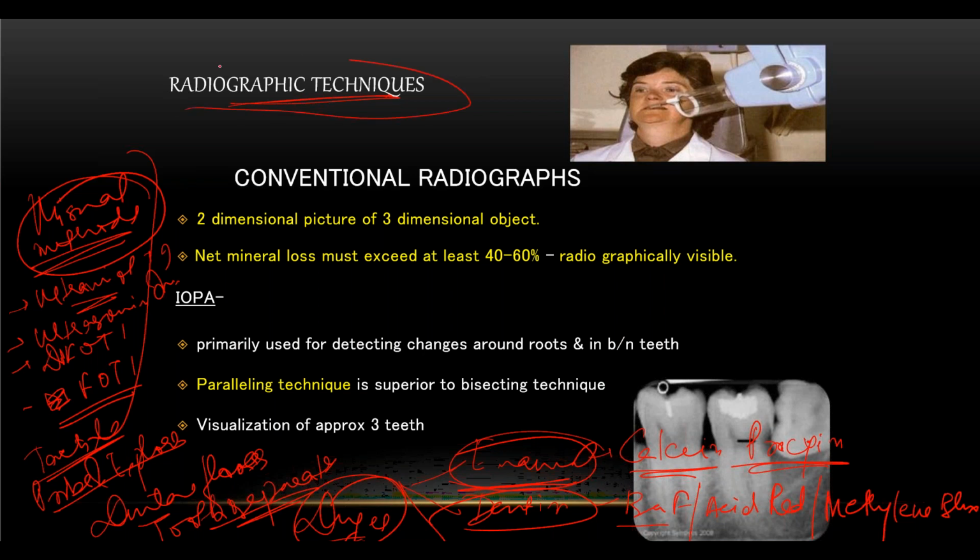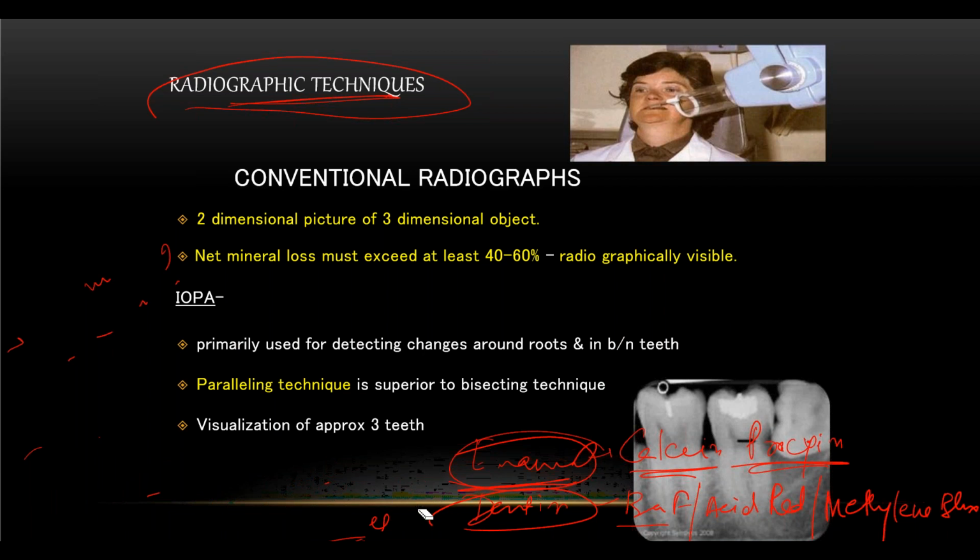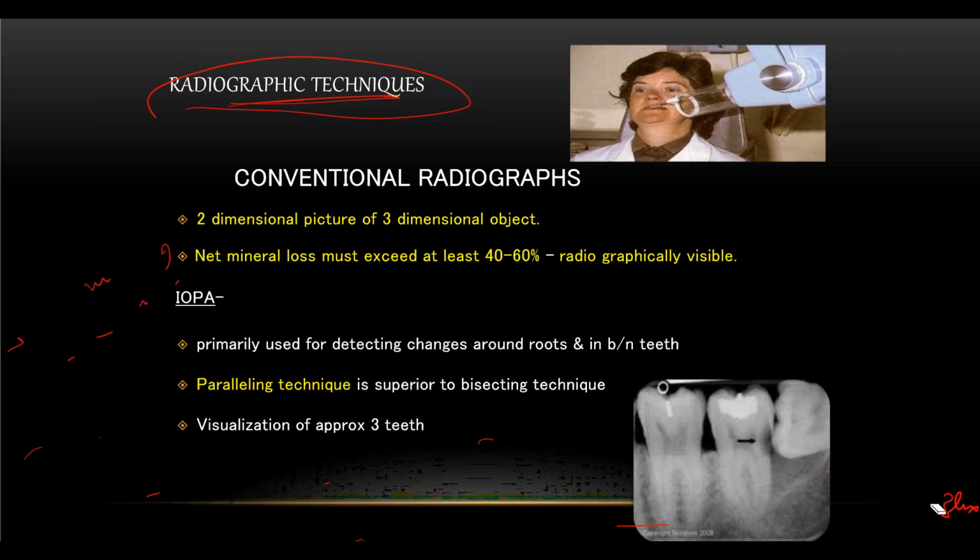So now we come to the radiographic techniques. In the radiographic techniques, what all types of radiographic techniques do we have? The basic radiographic techniques, yes. Long cone, short cone, paralleling technique and bisecting angle technique. Yes, bisecting angle technique and paralleling technique. What is there in the paralleling technique?